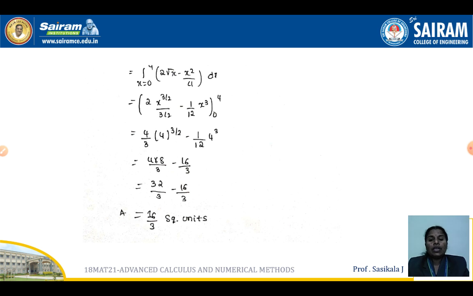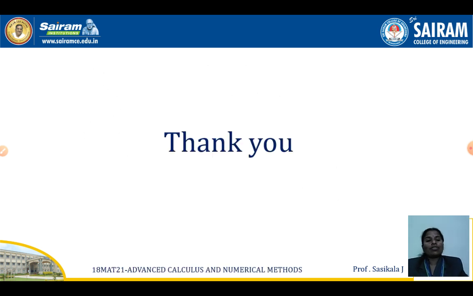So remember there are two types of problems in Green's theorem. One is directly in the M dx plus N dy format. The other one is finding the area. For finding the area, dou N by dou x minus dou M by dou y must be equal to 1. So that's all for your Green's theorem.